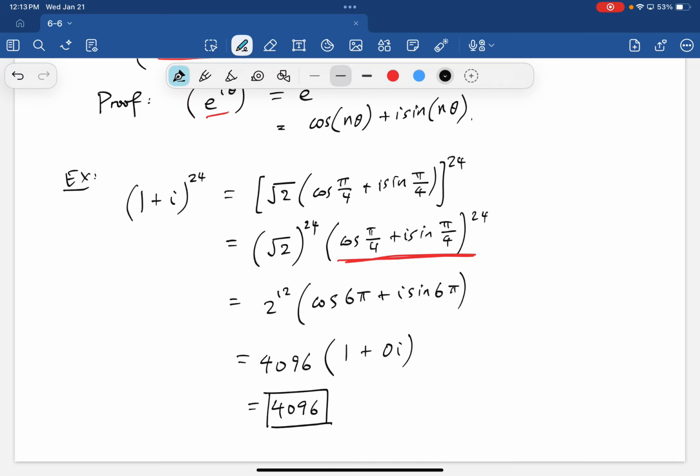How did you get cosine 6 pi? Cosine 6 pi is 3 times 2 pi, so it's 1. Oh, it's pi over 4 times 24, right? That's DeMoivre's theorem. So the 24 multiplies the angle. Oh, that's neat.